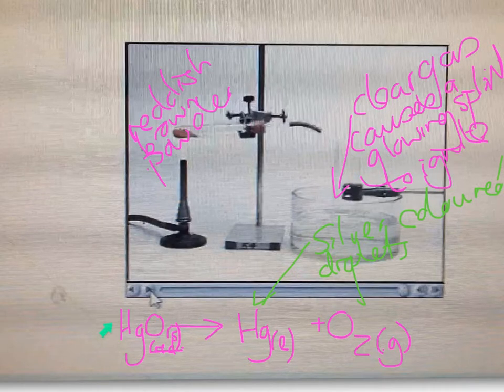Again, notice that your reactants are completely different from your products in a decomposition reaction. What did I use to decompose this? It was simply decomposed by heat.